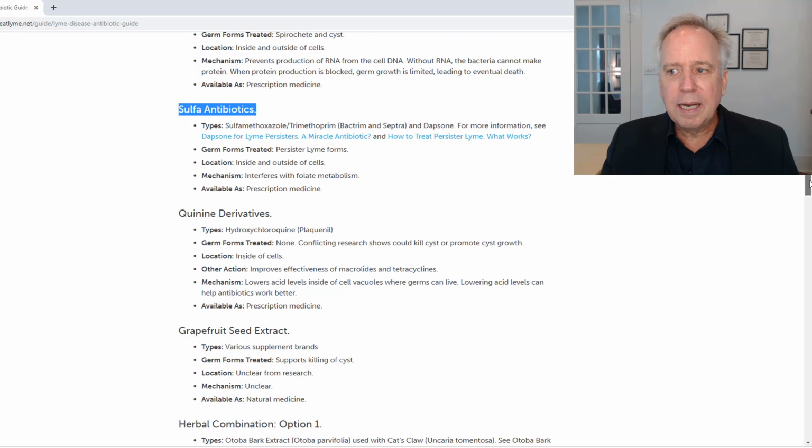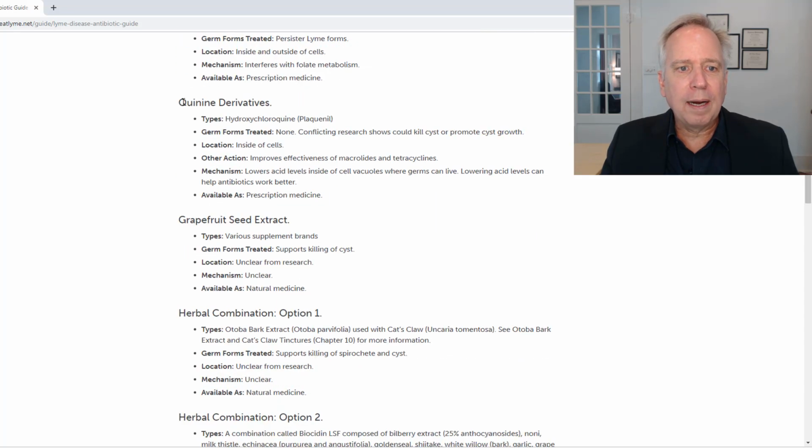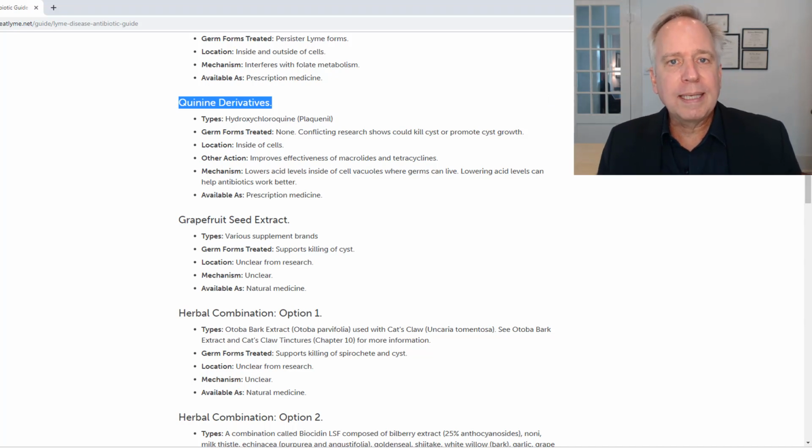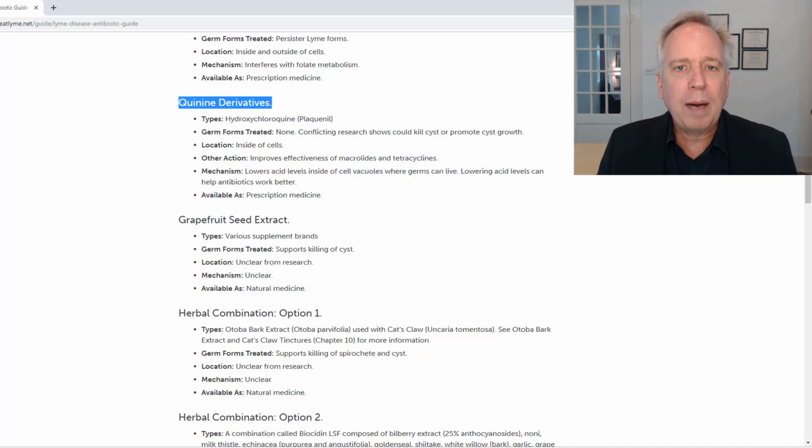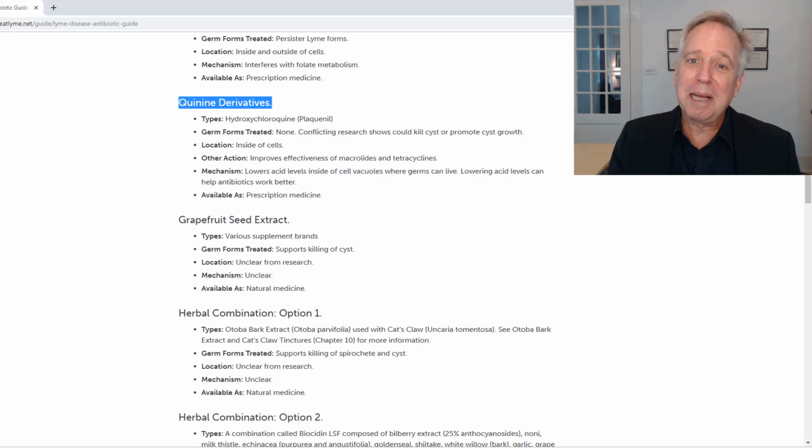So another family of antibiotics called the quinine derivatives. These would be things that are similar to quinine, the big one being Plaquenil. Now, some of my colleagues will use Plaquenil because there's some old research showing that it might treat cyst Lyme. However, there's competing evidence that shows that maybe it causes more cyst Lyme to grow.